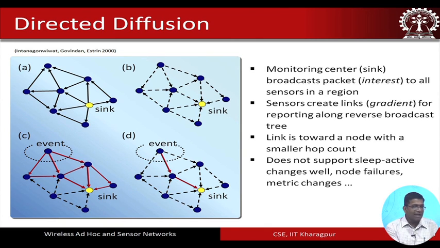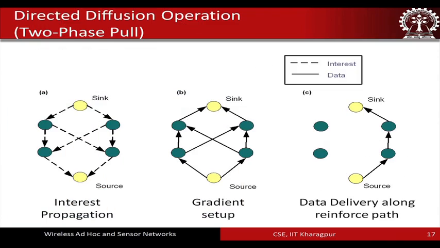Okay. So, I hope that you can understand this approach. It is a very simple and elegant approach, a very popular approach, a very popular protocol. Directed diffusion is a very popular protocol like the SPIN family of routing protocols. So, let us look at this particular figure which clarifies how the 2 phase pull approach of directed diffusion functions.